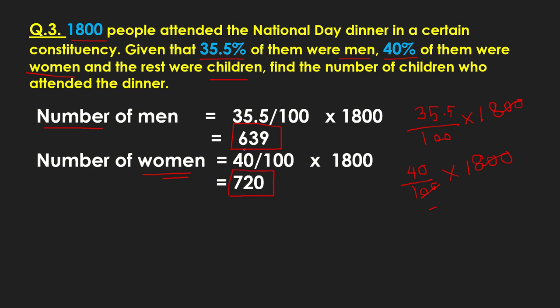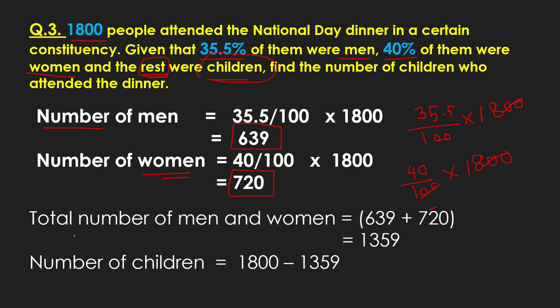Now we need to find the total number of men and women, then we can find the rest of the people, who are the children. So for the total number of men and women, we just add, and we get 1,359. That is the number of men and women, but we need to figure out the rest, that is the number of children.